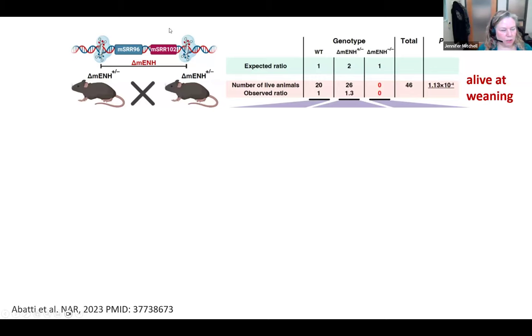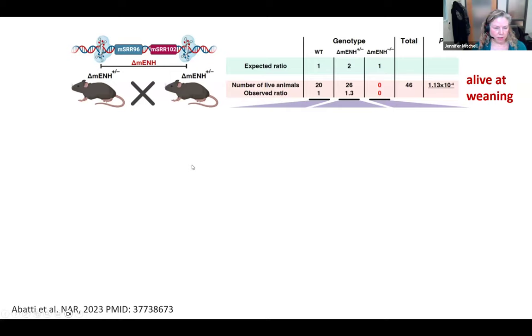The mouse homologs of those two human enhancers are shown here, and we targeted guides upstream and downstream to remove both regions at the same time. The first thing we did was look at whether we obtained live animals after crossing heterozygous mice. We found that we were completely missing the homozygous enhancer null mice from a heterozygous cross. That told us that the mice need that enhancer for normal development.